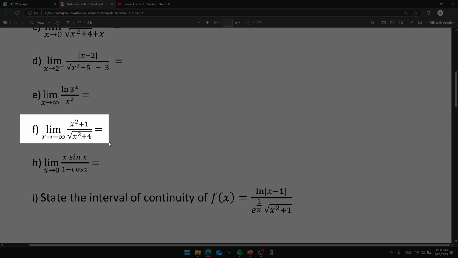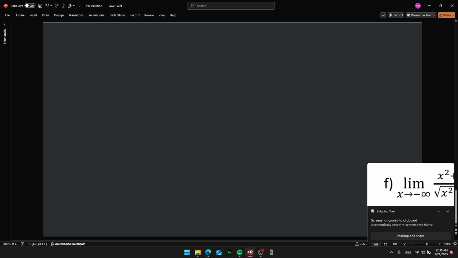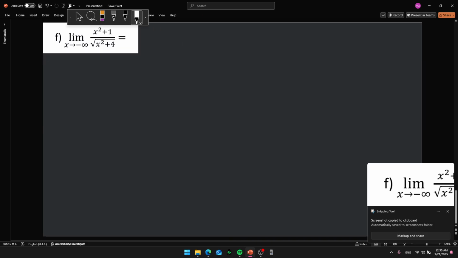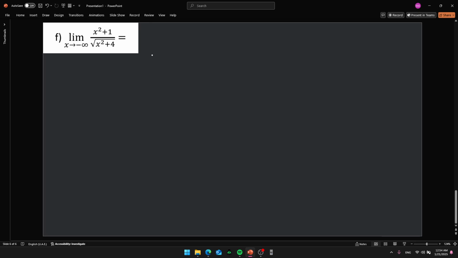Now for the next question, question F. Now if you go ahead and plug in negative infinity, I guess you'll get a form of indeterminate form, one of the indeterminate forms. So we have to solve it in another way. Let's see.